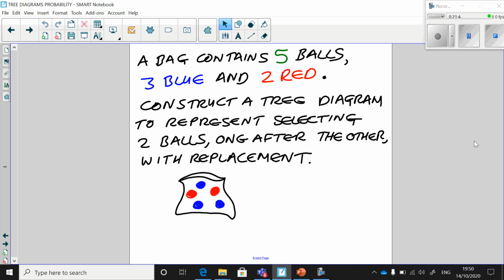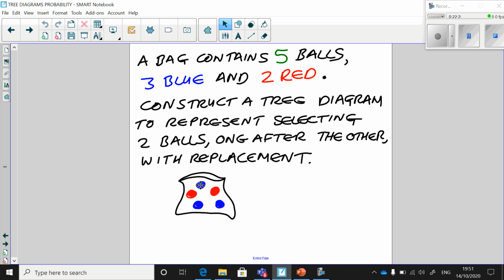Okay, let's move swiftly on. Just change the topic here. So there's a bag with 3 cotton balls, and so we're going to construct a little tree diagram here, just to show you what happens if you select 2 balls from the bag, but we actually replace the balls. So just a wee demonstration here.